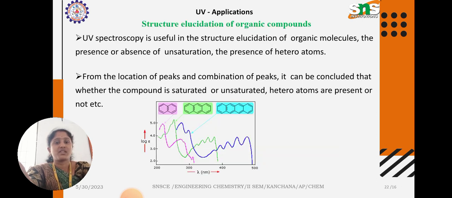UV application. UV spectroscopy is useful in the structure elucidation of organic molecules, the presence or absence of unsaturation, and the presence of heteroatoms. From the location of peaks and combination of peaks, it can be concluded whether the compound is saturated or unsaturated, whether heteroatoms are present or not, etc.